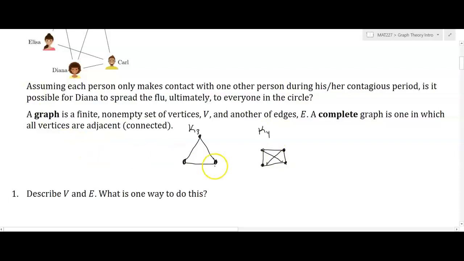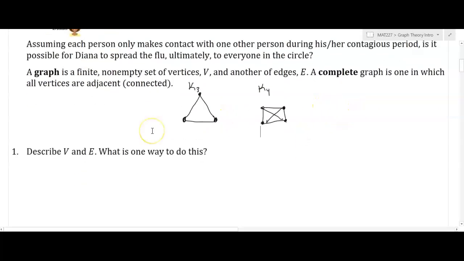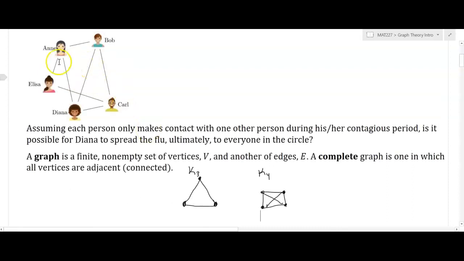A graph does not have to be complete. This is just a special type of graph, the most dense type of graph you can have, where it's the maximum number of edges that you can possibly have. So in this case, having 1, 2, 3, 4, 5, 6 edges is the most that a graph of 4 vertices can have, provided that we don't have loops or multiple paths to get to another adjacent vertex. So let's go ahead and take a look at our example.